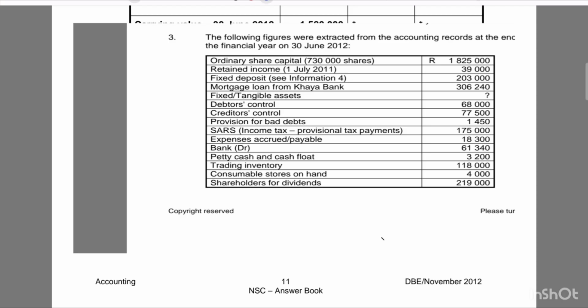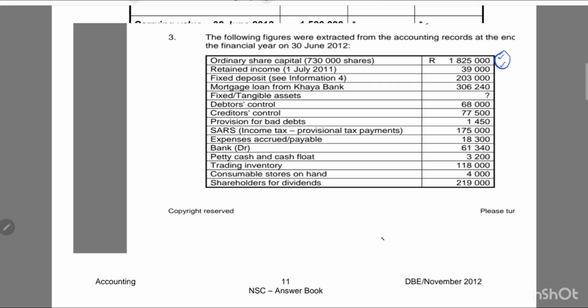Information number 3. The following figures were extracted from the accounting record at the end of the financial year on 30 June 2012. Remember, in accounting, the first thing you start by is recording your balances. I'm not going to record this one and this one, because we are going to do this note separately.